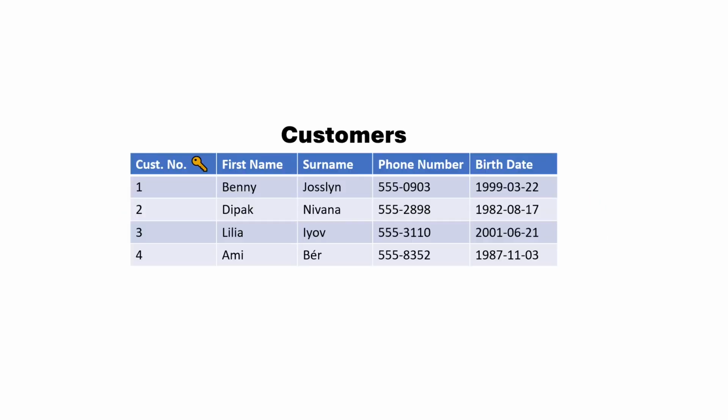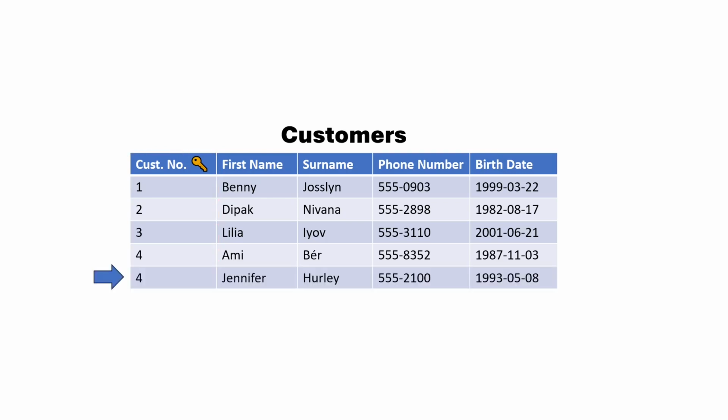When we create a primary key on a table, the database will ensure that the value in that column can occur only once, and if we try to add a record with the same primary key value, the database will prevent us from doing so.